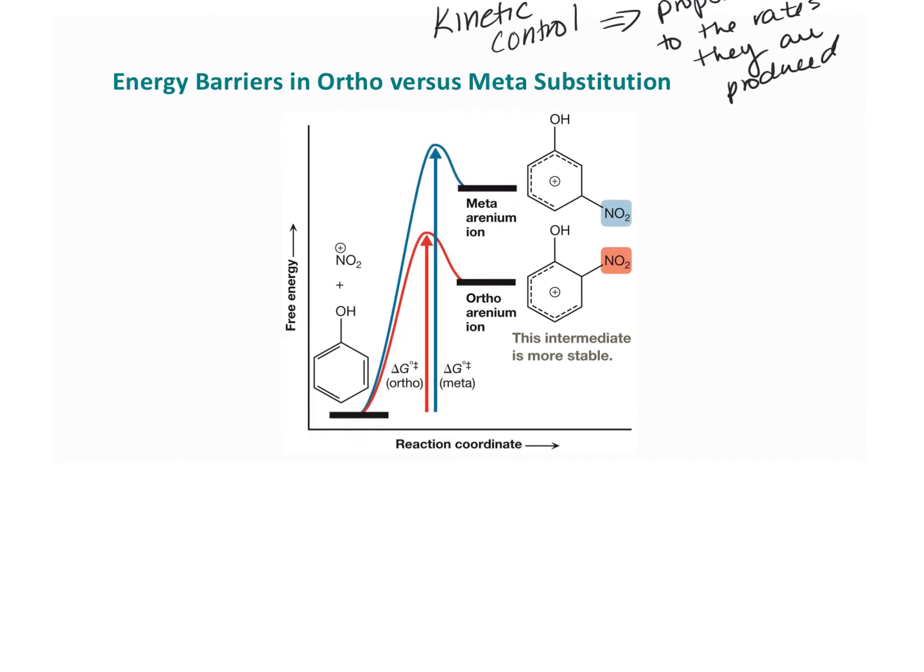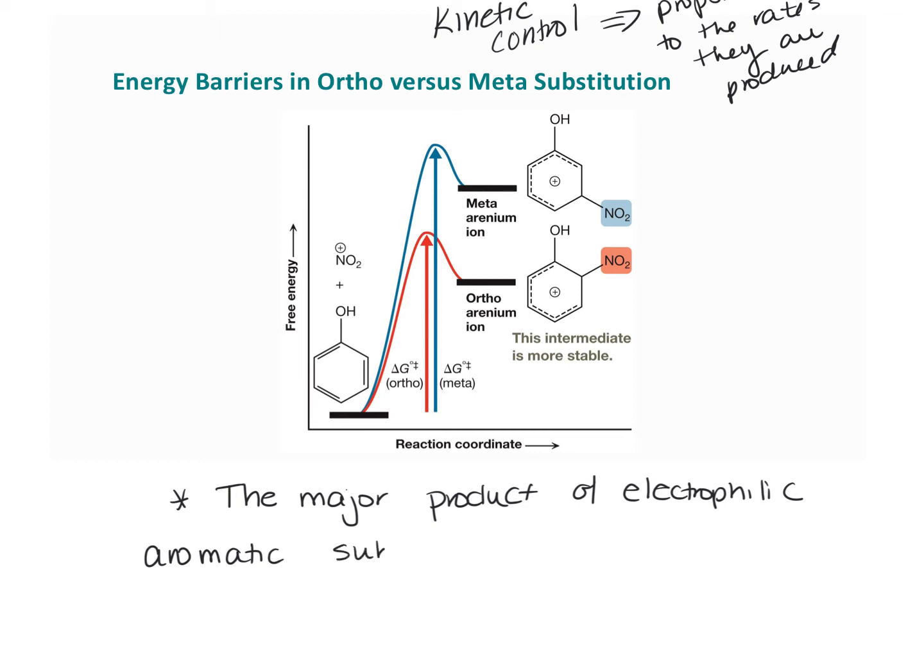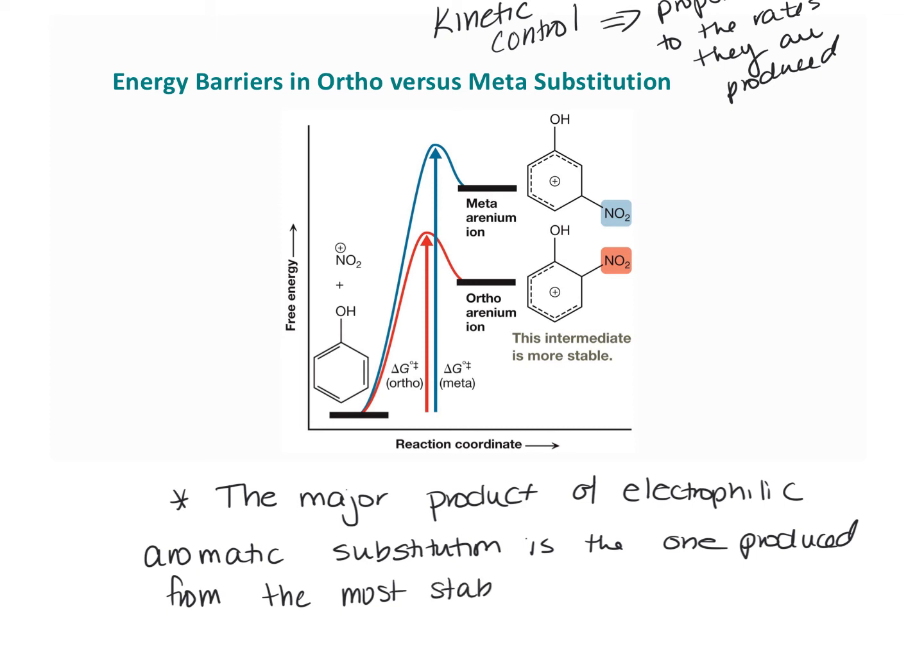And so this leads us to a pretty useful generalization, which is that the major product of electrophilic aromatic substitution is the one produced from the most stable arenium ion intermediate.